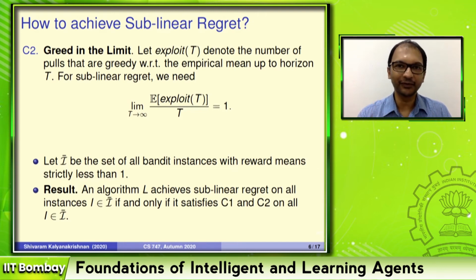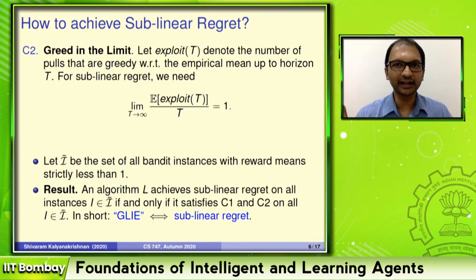So it's an if and only if, and a quick shorthand for remembering these two conditions, C1 and C2, is that they are called the GLIE conditions: being greedy in the limit and performing an infinite amount of exploration. This is basically equivalent to achieving sublinear regret.